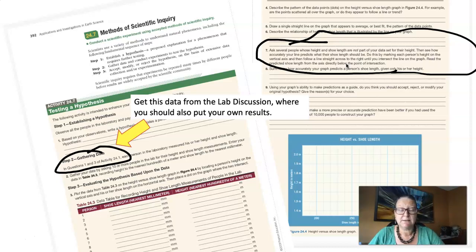You can go back to the discussion, the lab discussion, and choose 3 people who were not in your original data set that you collected and plot them on the graph using some sort of different symbol or a different color, and then answer the question. See if they fell along the line that you predicted.